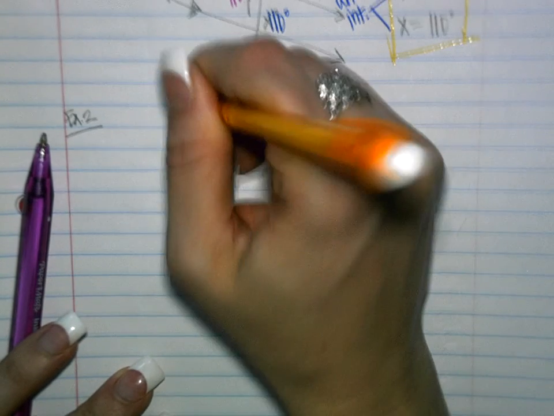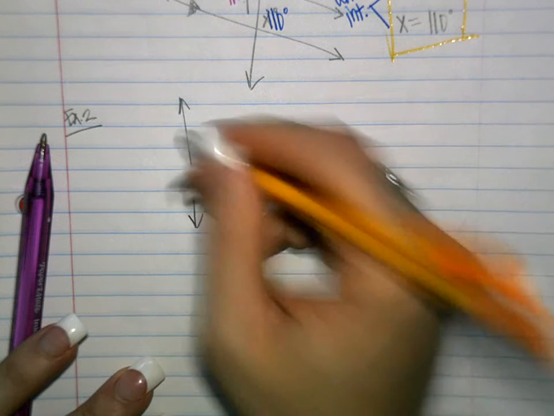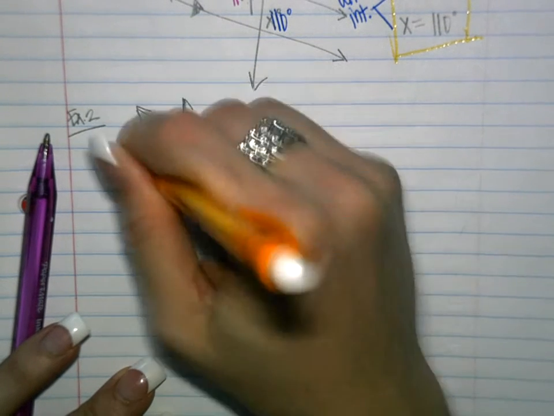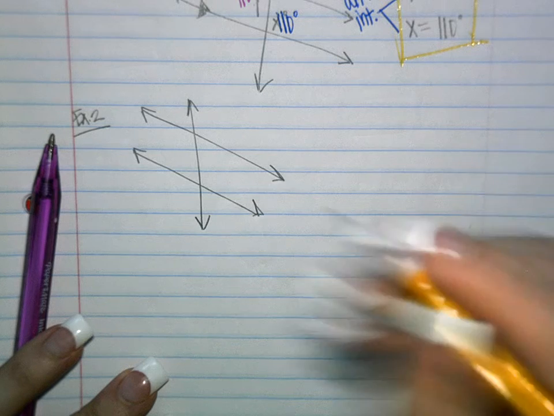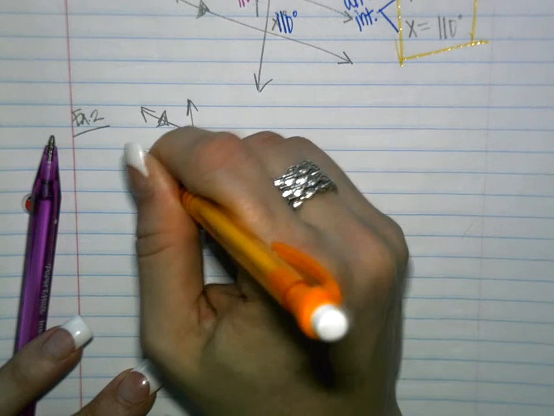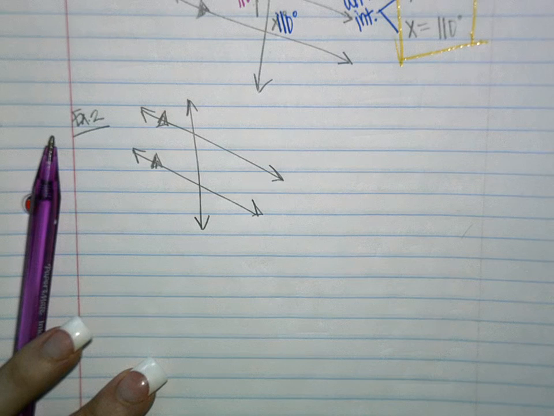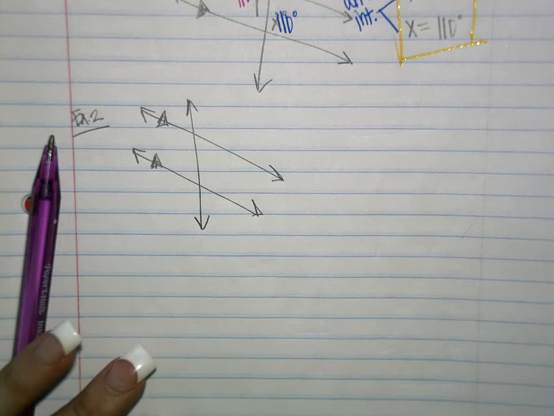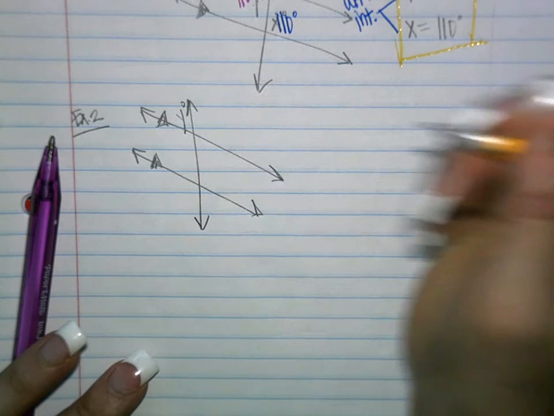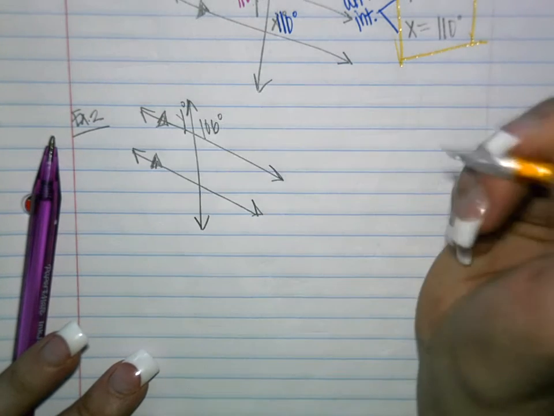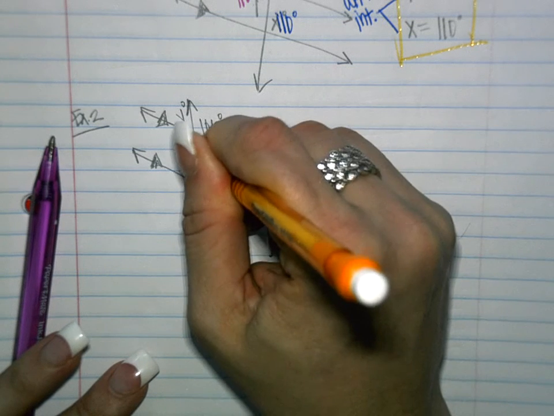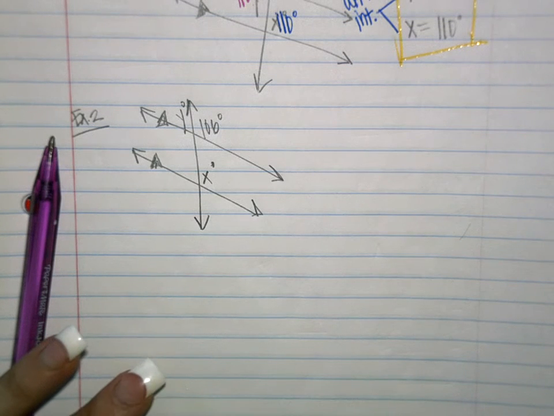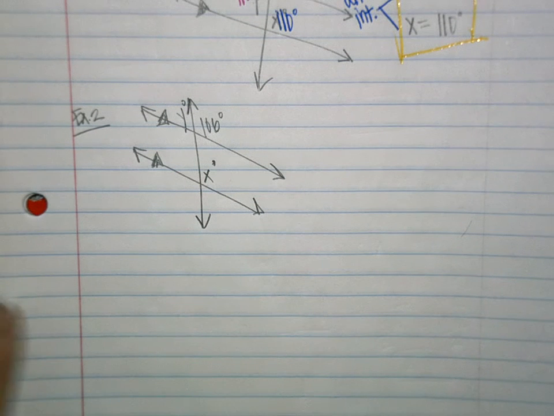For number 2, if I have a transversal that goes through like this, and again I have two parallel lines, and we know that these are parallel because they have the little triangles on them. If they don't have the little triangles, or if it doesn't tell you in the instructions that they're parallel, you can't assume that they are. So if I tell you that this is y degrees, this is 106 degrees, and down here is x degrees. Again, I want you to find the values of x and y. So solve for x and solve for y.